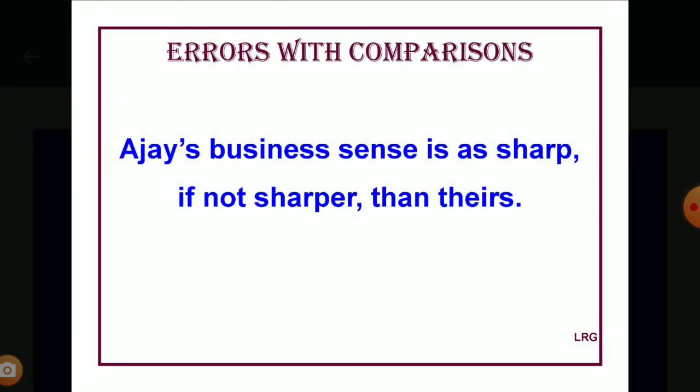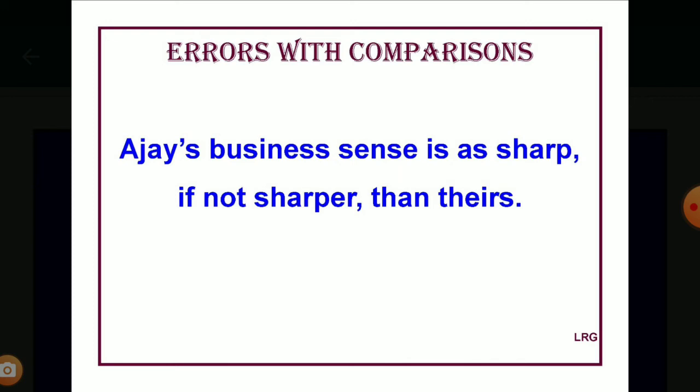The third sentence. Ajay's business sense is as sharp, if not sharper, than theirs. Look at the two degrees of comparisons. As sharp is positive, sharper than is comparative. For the comparative degree, you have the pair of conjunctions, sharper than, and there the comparison is complete. The pair of conjunctions is complete.